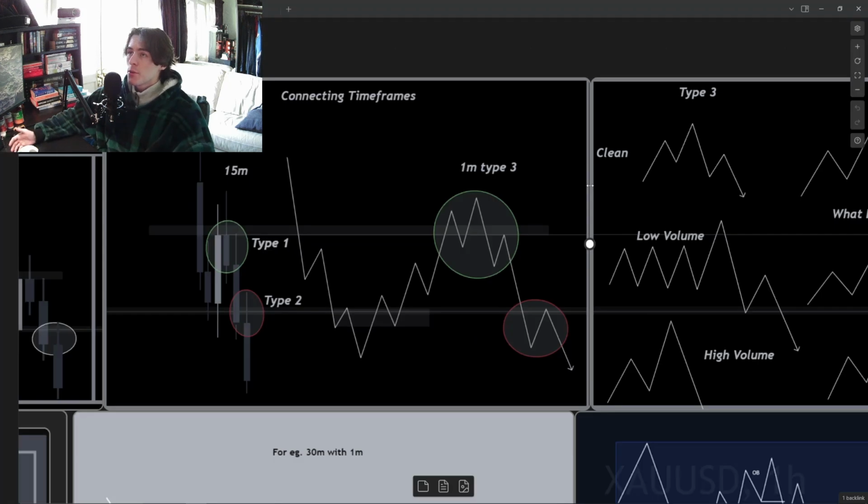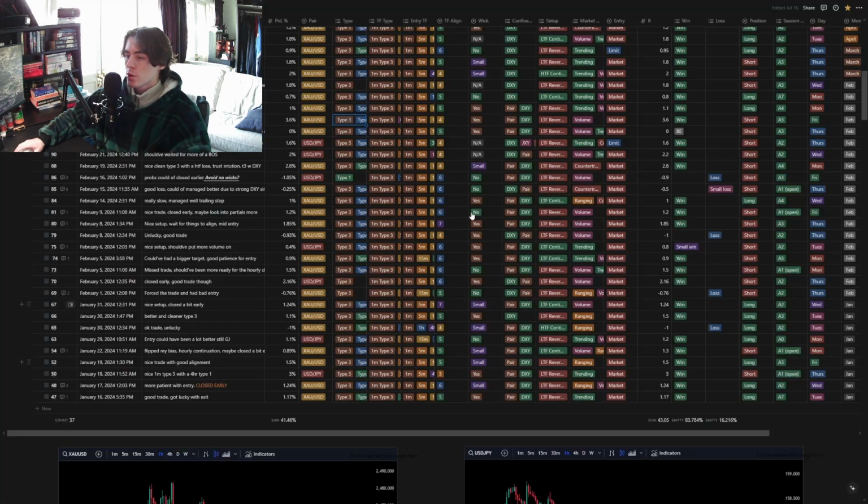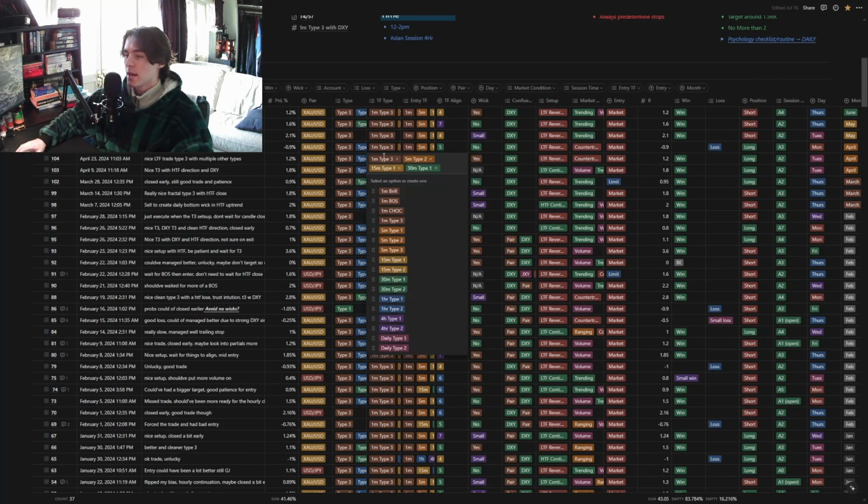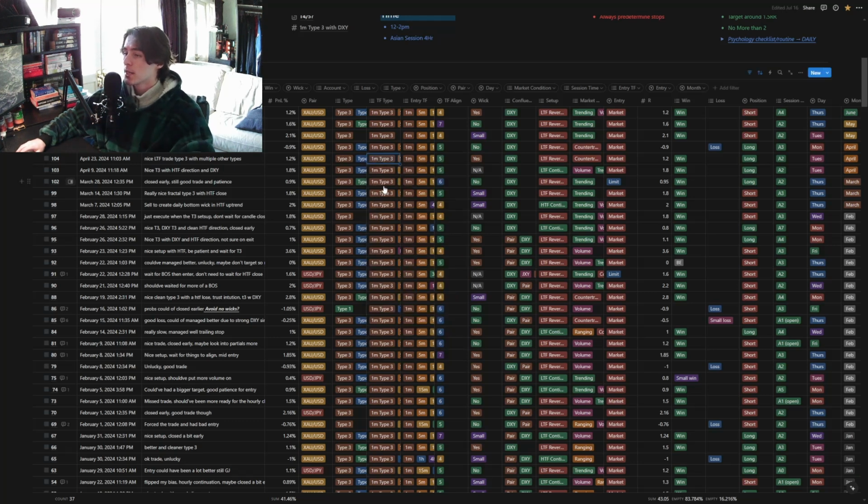So these entry models, type 1s, type 2s, type 3s, it's all about aligning and connecting different time frames in your favor. This is why in my journal I have types, but I also have time frame types. Is it a 1 minute type 3, a 5 minute type 2? Am I entering with 15 and 30 minute close in my direction? Is that type 1 or type 2? Lots of detail that you can go into.